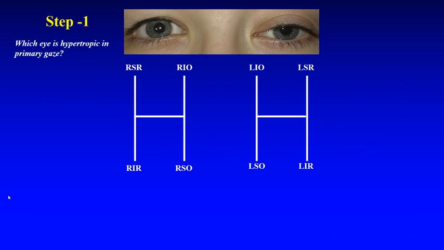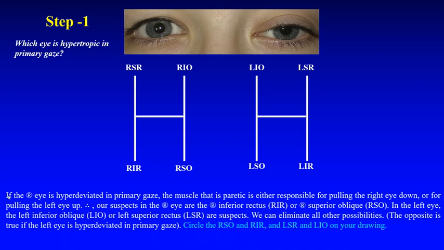So which eye is hypertropic in the primary gaze is the step one in determining. We see that the right eye is hypertropic in the primary gaze. So if the right eye is hyperdeviated in the primary gaze, the muscle that is paretic is either responsible for pulling the right eye down or for pulling the left eye up. So our main suspects in the right eye are right inferior rectus, that is RIR, or right superior oblique.